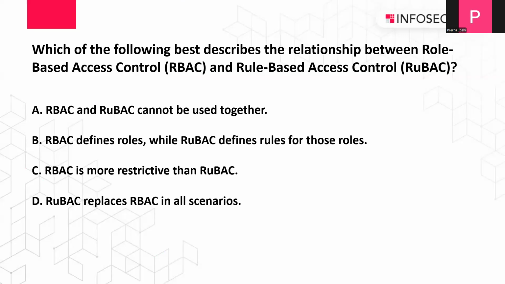And the next question says, which of the following best describes the relationship between role-based access control and rule-based access control? So here we have to talk about role and rule. Option A: role-based access control and rule-based access control cannot be used together. Option B: role-based access control defines roles, while rule-based access control defines rules for those roles.